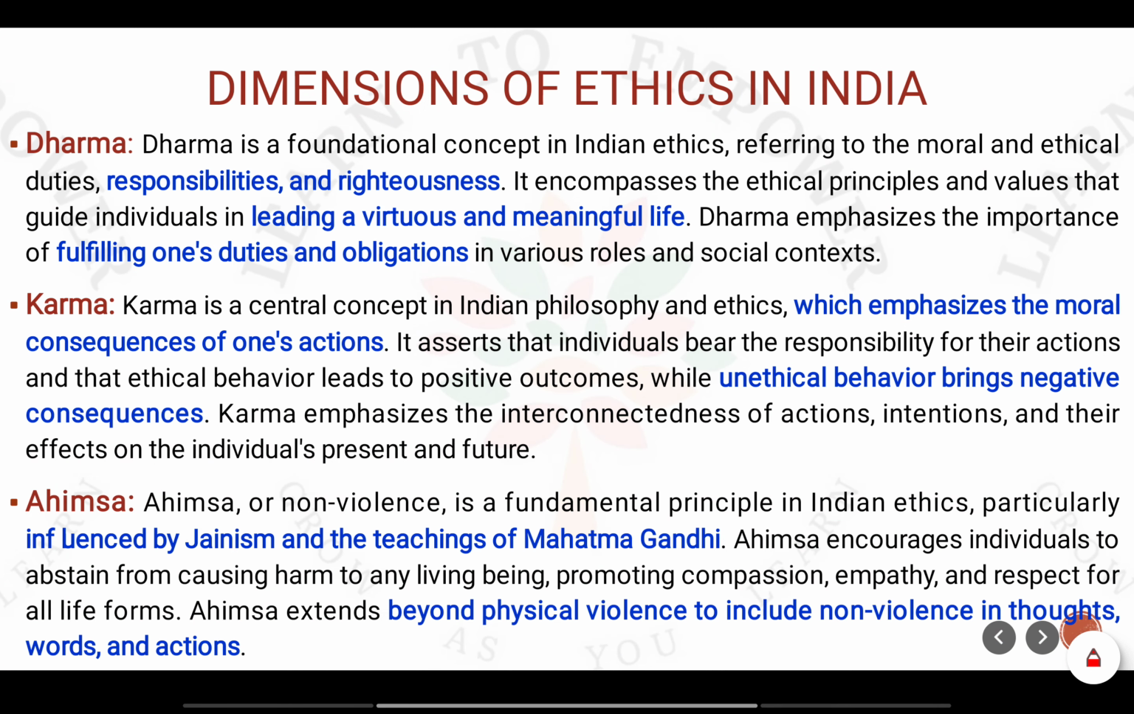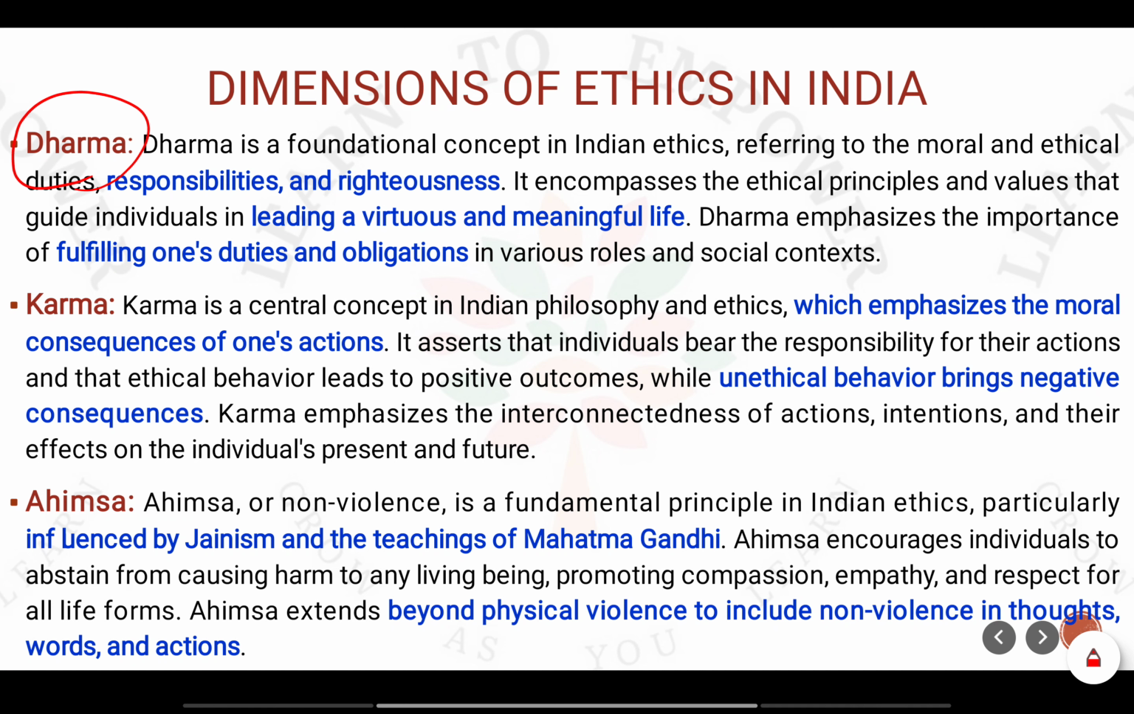Now, when you look, these are the Western ways of looking at the dimensions of ethics. The dimensions of ethics actually evolved in India as well. There are different dimensions of ethics that India has given. India was a pioneer in giving these dimensions of ethics. The first and foremost idea that we use to divide the dimensions of ethics is dharma.